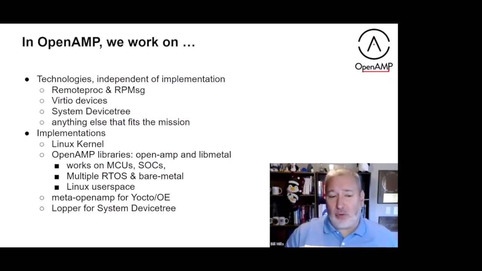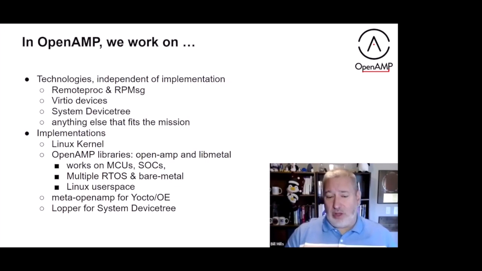Besides just the technology, we also work on the implementations. We do a lot of work in the Linux kernel, and we'll talk about that today. And then OpenAMP itself has the OpenAMP library and libmetal library, which work on MCUs and SoCs. They work on RTOSs. They work bare metal. They can even run in Linux user space.